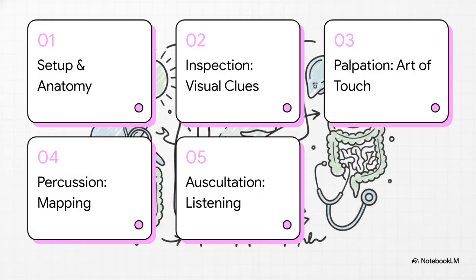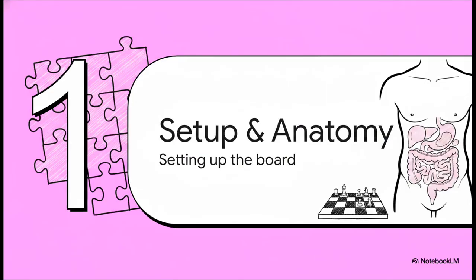So here is our roadmap for the explainer. We'll start with setup and anatomy, move to visual clues with inspection, explore the art of touch with palpation, map things out with percussion, and finally listen in during auscultation. Starting off with Section 1, Setup and Abdominal Anatomy.